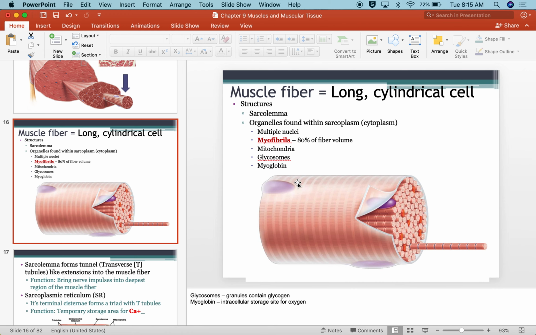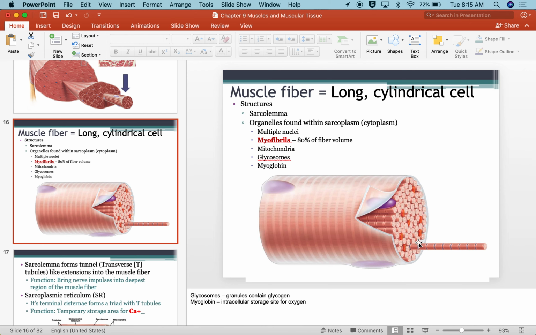So the sarcolemma is like the cell wall. It's underneath the endomysium. And then the actual organelles, which are found in the sarcoplasm, which is just another name for cytoplasm. So that sarcoplasm contains multiple nuclei. So you can see here, we've got multiple nuclei in there.